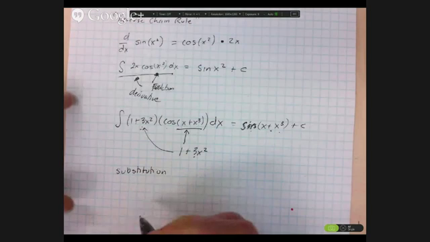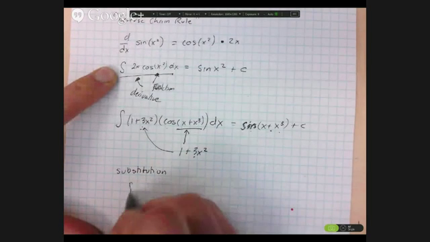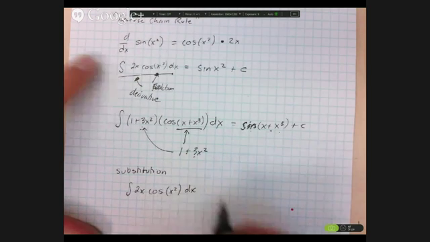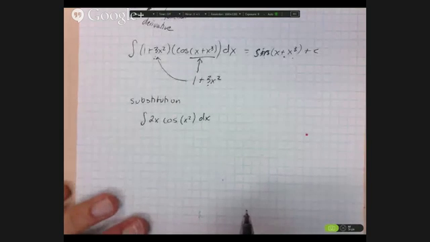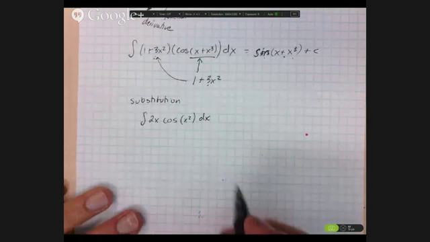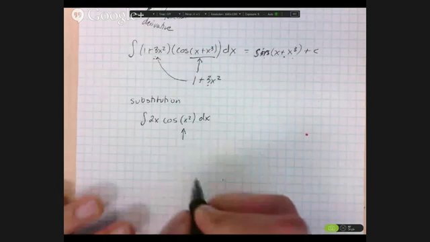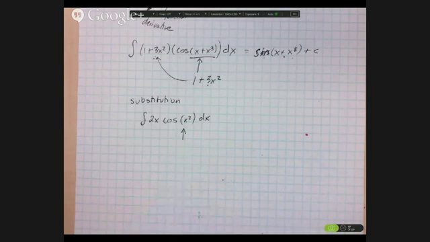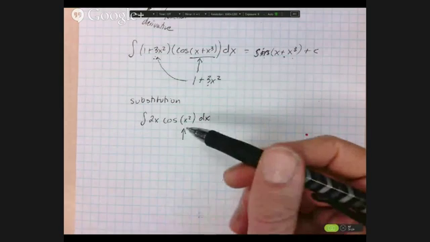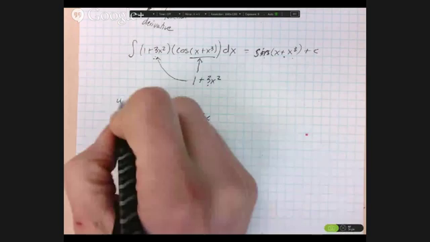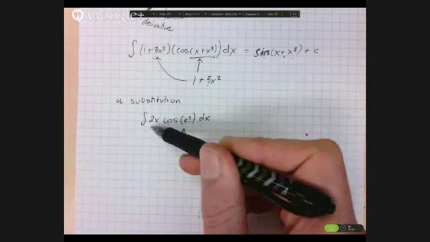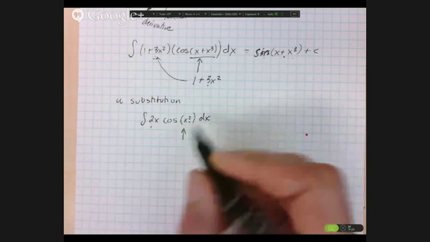I'm going to show you with the original. Okay, we know what the answer is. I'm going to show you how to do it with this methodology, using substitution. You know that this is the function, that's the derivative, correct? Okay, so this is going to be u.